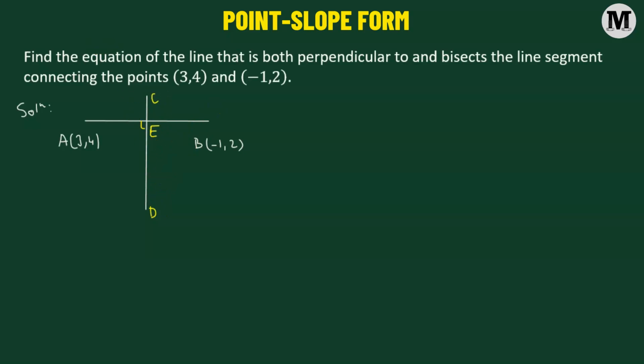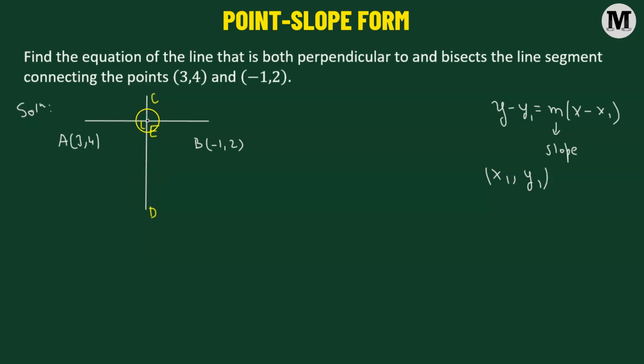So here we'll be using the point slope form, which is given by y minus y1 equals m times x minus x1, to determine the equation of the line. Here m will be the slope of that particular line and the line is going to pass through a point with the coordinates (x1, y1). So in order to find the equation of the line CD, we need to find its slope as well as one point that lies on the line CD.